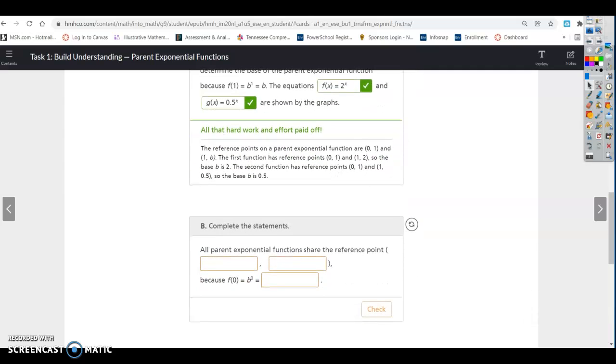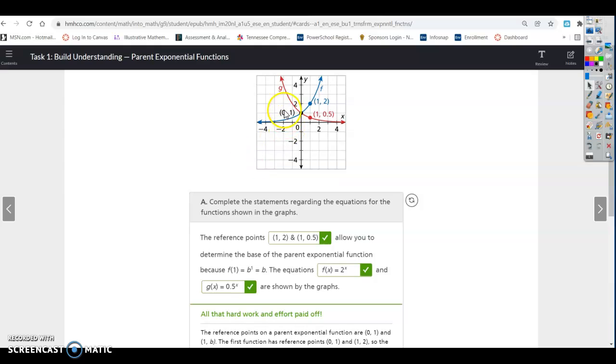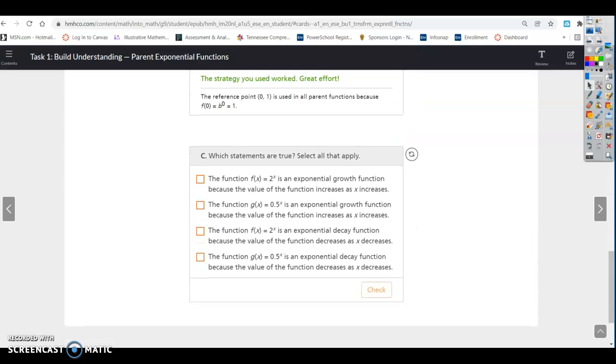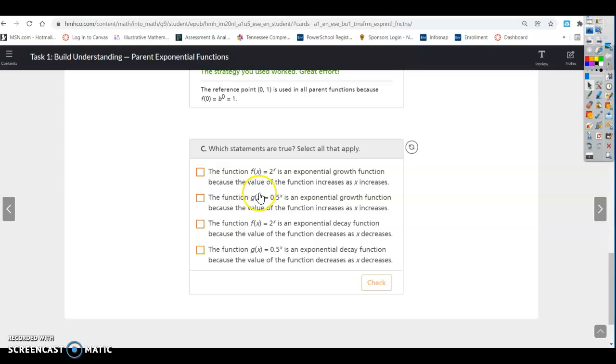So it says complete the statements. All parent exponential functions share a reference point, and that's going to be your reference point here, (0, 1). And that's because anything, again, to the 0 power equals 1. Properties of exponents.